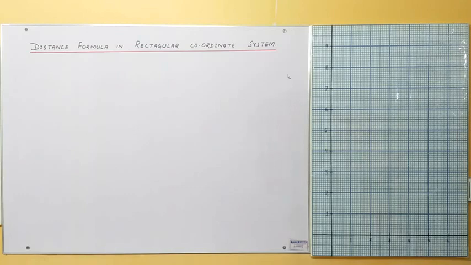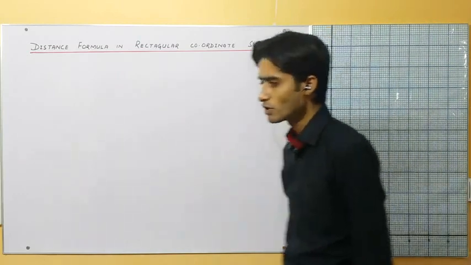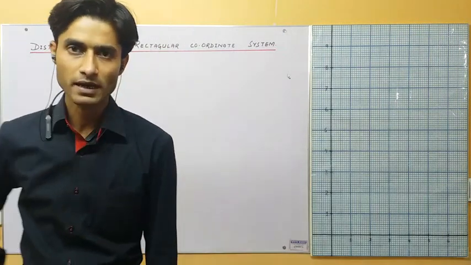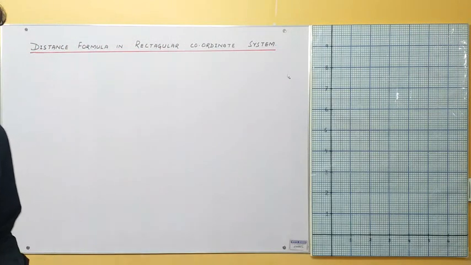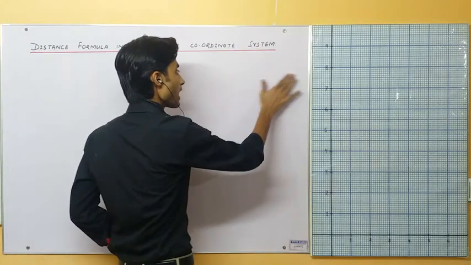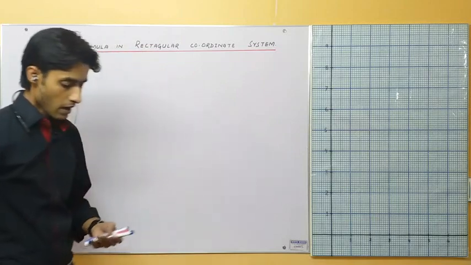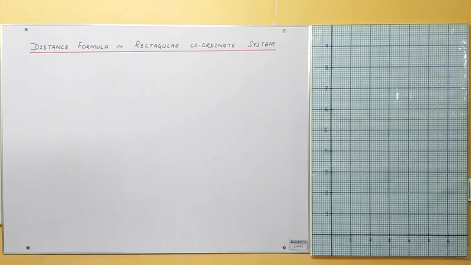We are going to continue our discussion on coordinate geometry, and in the previous video I have discussed gradient or slope of a straight line. Now we are going to learn distance formula in a rectangular coordinate system. This is one more very important thing in coordinate geometry. I really hope that you have understood the previous topic, and now we are moving towards the next topic, which is distance formula in rectangular coordinate system.